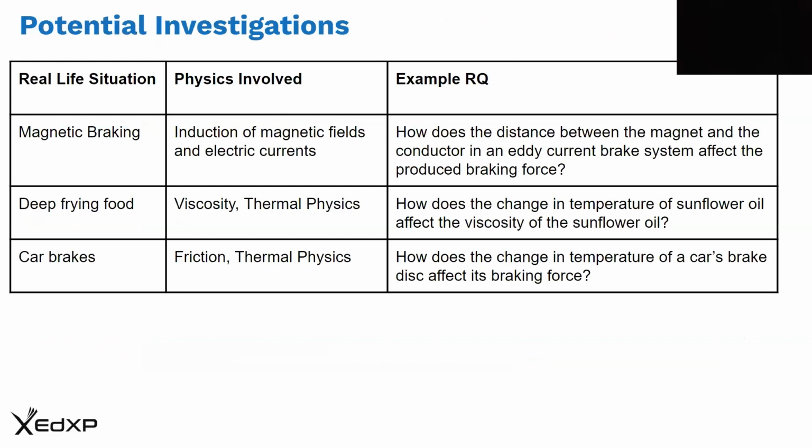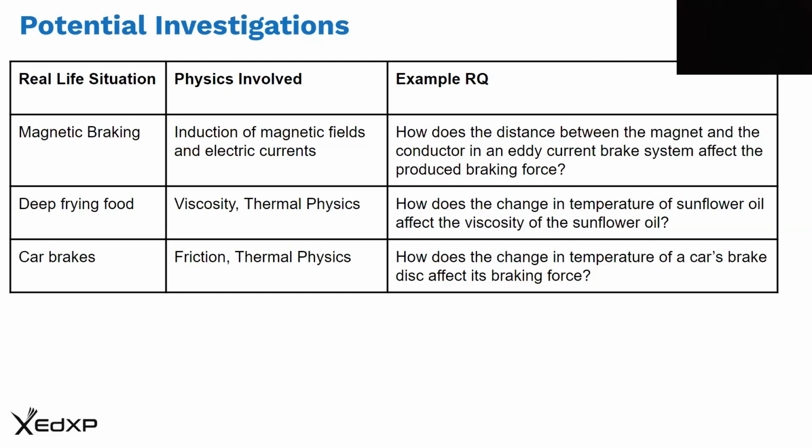All right, here are some examples of potential investigations. For each of these, I thought of a real life situation, I considered the physics involved, and then I came up with an example RQ. The first one, magnetic braking, which is where magnetic force is used to slow down objects or other machinery. Physics involved: induction of magnetic fields and electrical currents. An example RQ could be, how does the distance between the magnet and the conductor in an eddy current brake system affect the produced braking force?